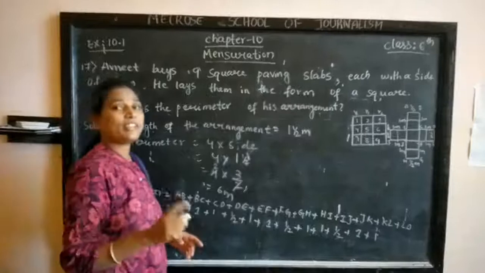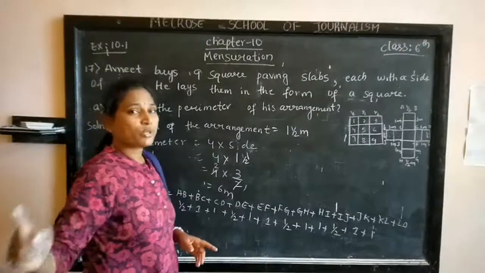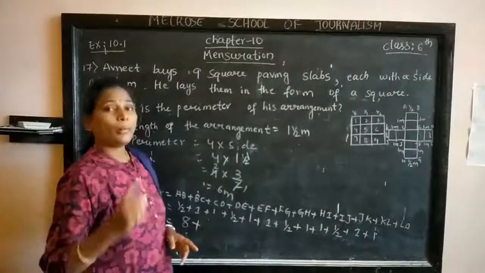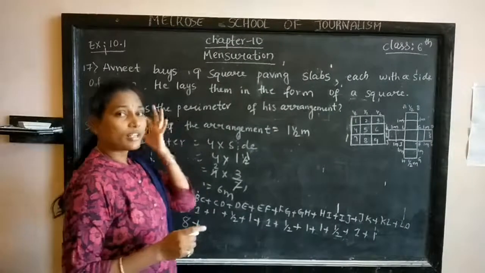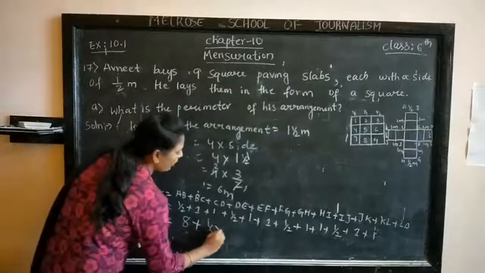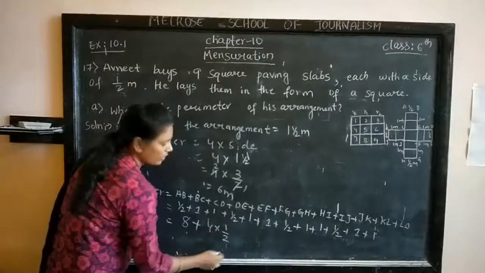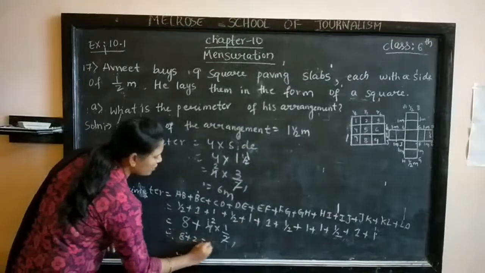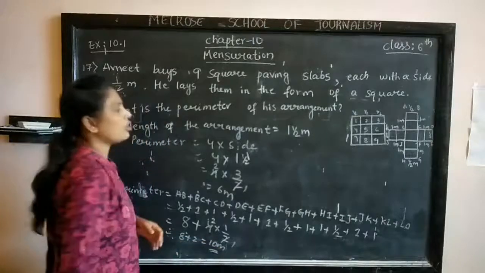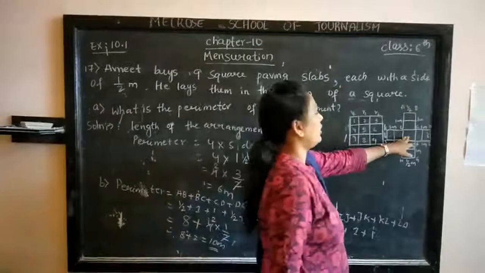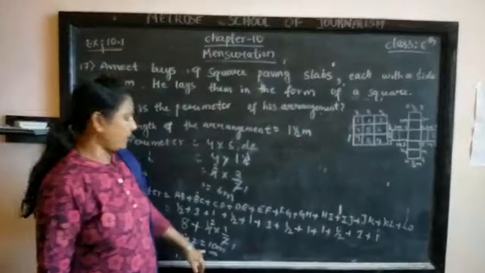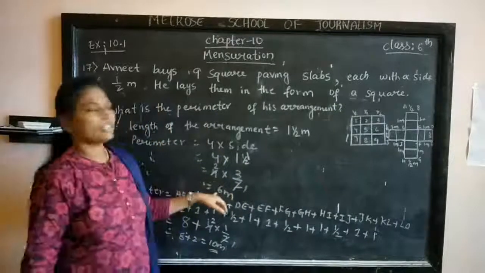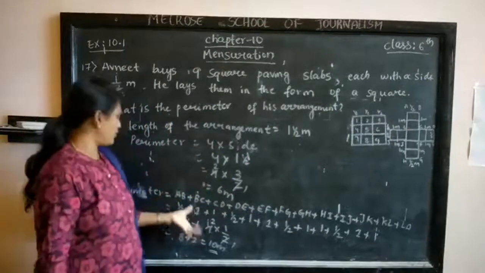8 ones means it is 1 plus 1 plus 1, and so on, we should add 8 times. It is 8 meters plus, how many halves are there? 4 halves are there. 4 halves is nothing but how many fulls? 4 into half, that is 2. It is 8 plus 2. 8 plus 2 is 10 meters. So in the cross you are getting a perimeter of 10 meters. In the square we are getting a perimeter of 6 meters. So this is your solution for the B question.